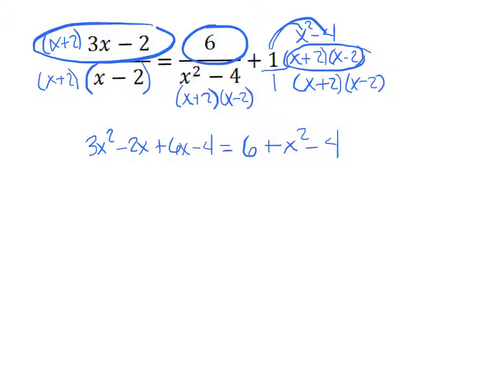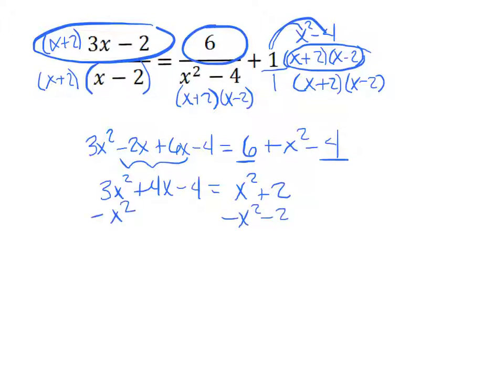And now all we have to do is finish solving this. So let's just simplify what we can on each side. So we still have 3x squared plus 4x minus 4. And then over here, the 6 and the 4 can go together, so we have x squared plus 2. And now I'm going to move everything to one side so that it's equal to 0. So we have 2x squared plus 4x minus 6 equals 0.